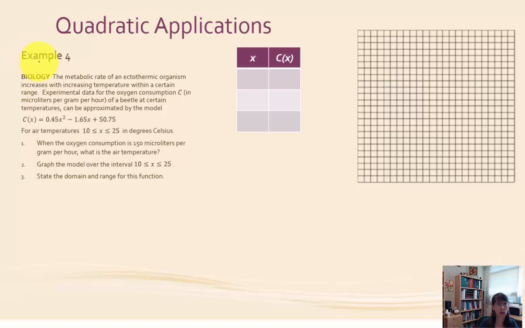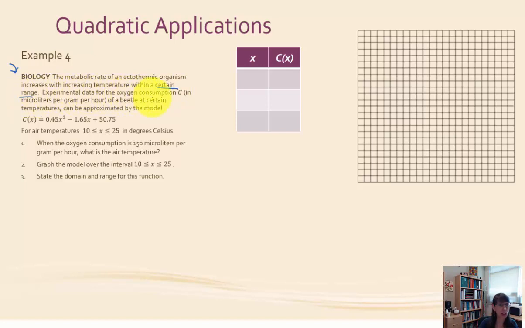Our fourth example of a quadratic application is a biology problem. The metabolic rate of an ectothermic organism increases with increasing temperatures within a certain range. So that's important enough to underline right there: a certain range.